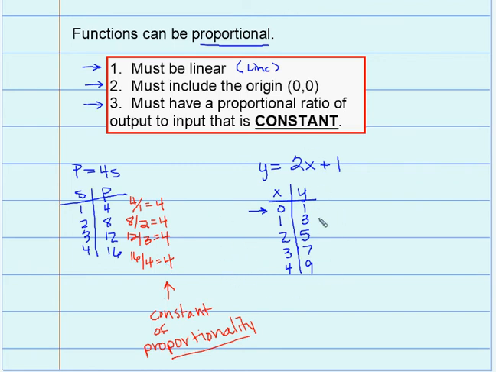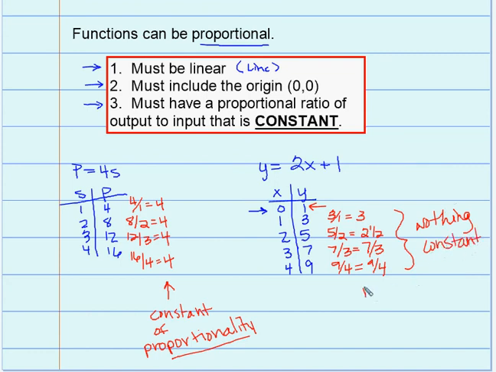This one, if I take a ratio, and I'm going to exclude the first one because dividing by 0 is not defined. But if I take the output 3 divided by 1, I get 3. And if I take 5 and divide it by 2, I get 2.5. If I take 7 and divide it by 3, I can just leave that fraction 7/3. And if I take 9 and divide it by 4, I get 9/4. There's nothing constant here. So it's not proportional.